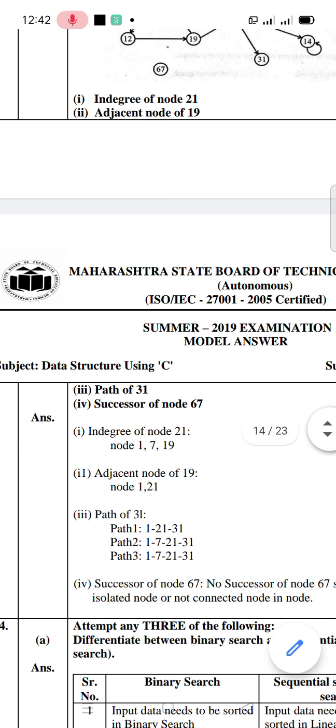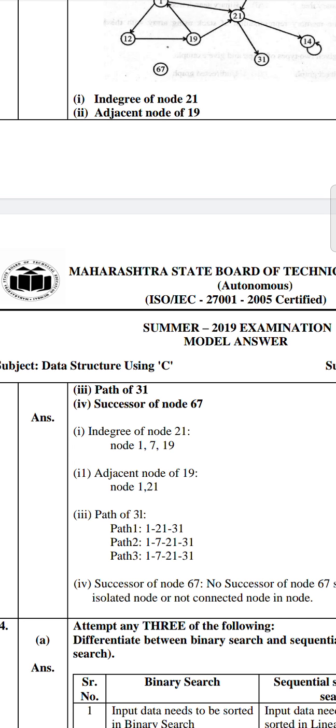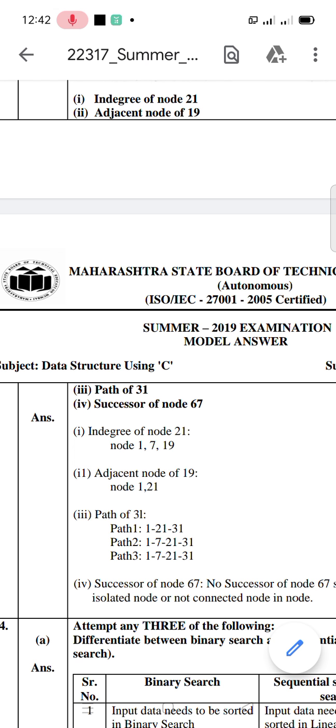So it is well separated from the graph. It is a singular node. So there are no successor for 67. Successor means त्याच्या पुढे येणारा नोड, or next node. So there is no next node of 67. Similarly, if you have a question that what is the predecessor of node 67, in that case also, as 67 is not connected with any other node, predecessor of node 67 is also not present.